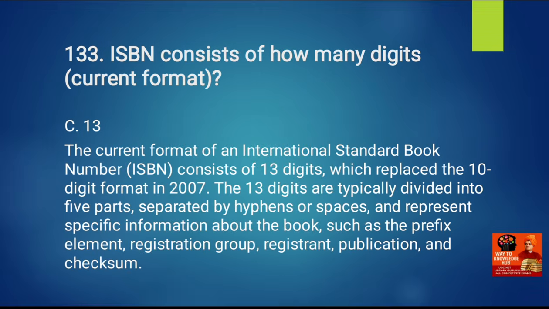The current format of the International Standard Book Number consists of 13 digits, which replaced the 10-digit format in 2007. The 13 digits are typically divided into 5 parts, separated by hyphens or spaces, and represent specific information about the book, such as the prefix element, registration group, registrant, publication, and checksum.